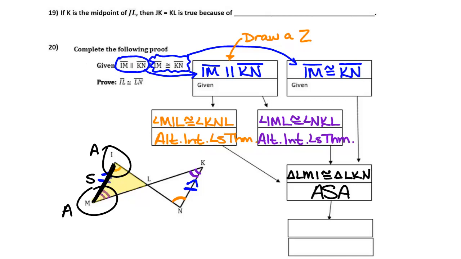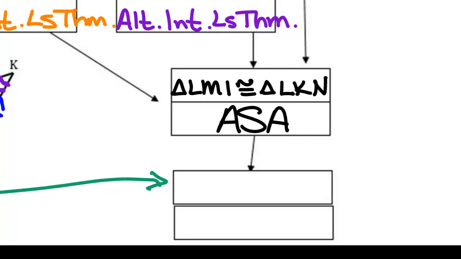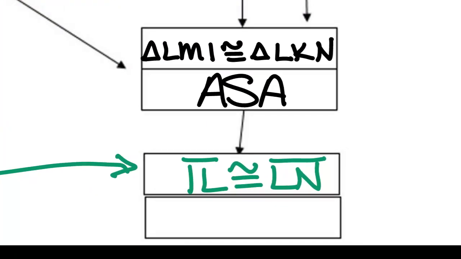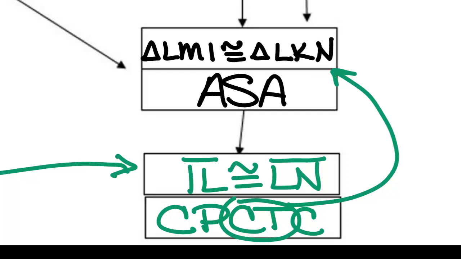But what we wanted to say at the end was that segment IL and segment LN were congruent. IL is congruent to LN. Those are parts of two separate triangles. Why could I say that those parts of two separate triangles are congruent to each other? CPCTC, corresponding parts of congruent triangles are congruent. And we just showed those triangles were congruent right up here.